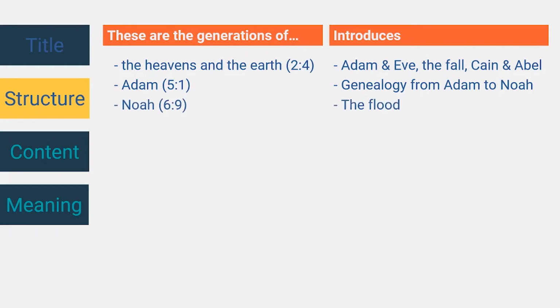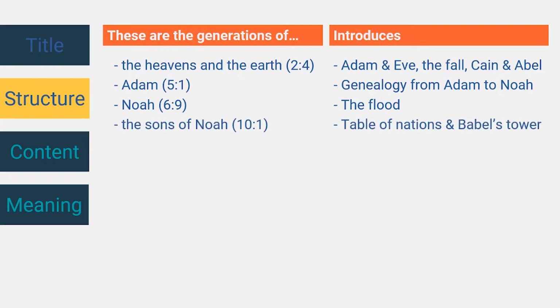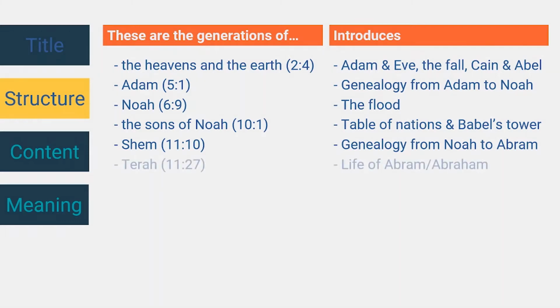Then in Genesis 6 verse 9 we start the generations of Noah, which focuses on the flood story. The generations of Shem, Ham, and Japheth, the three sons of Noah, focuses on the so-called Table of Nations and the Tower of Babel. And in 11:10 we find the generations of Shem, which is another list of descendants, this time of, you guessed it, Shem. In 11:27 we begin the generations of Terah, which introduces the life of Abram, or later, Abraham.